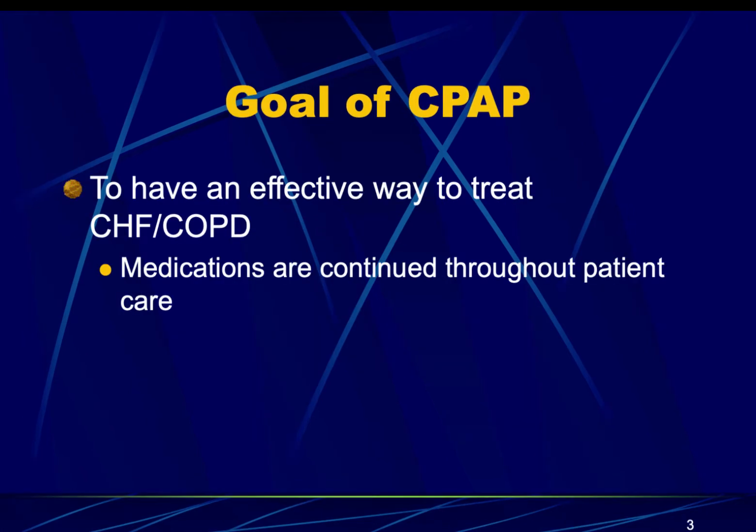CPAP is basically to give us a more effective way to treat CHF and COPD patients, specifically during exacerbation. This is a way that we are able to stent the airway open, all the way down to the alveoli level, in order to try to do good external respiration at the alveoli level, and also if we are giving medications, to try to get those medications down to open up those lungs as best as possible.